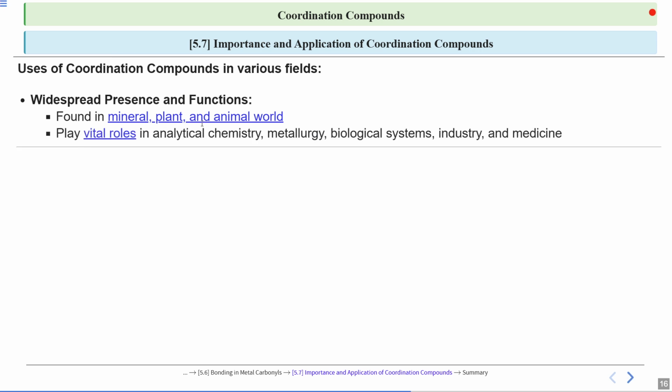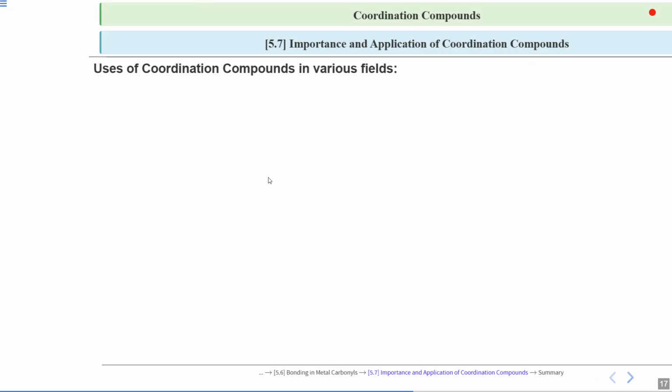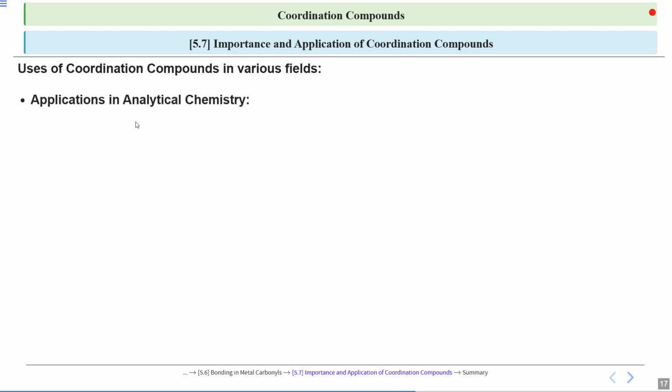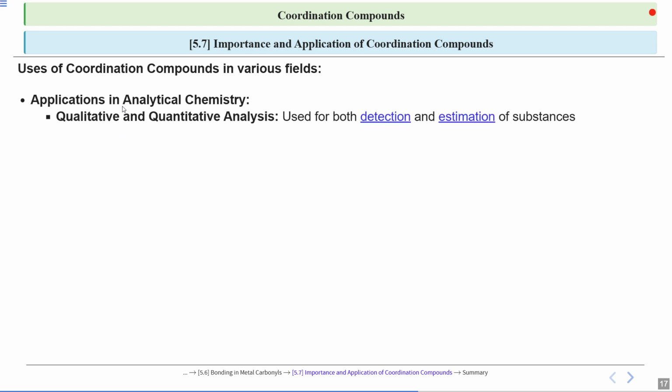They play vital and very different roles in analytical chemistry, in metallurgy, in biological systems, in industry and in the medicine industry also. Applications in analytical chemistry: if we talk only about analytical chemistry, in qualitative and quantitative analysis we use coordination compounds for both detection and estimation of substances.